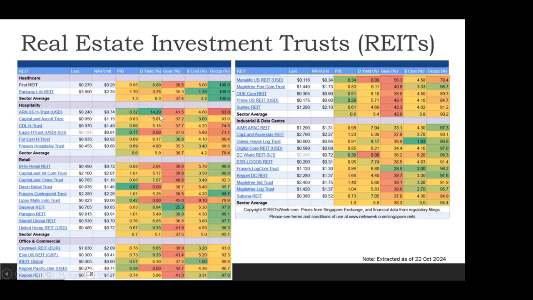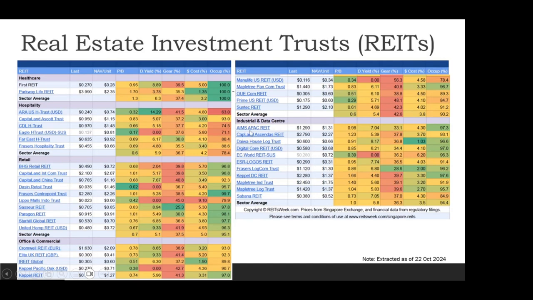Because the yield stated over here might not be sustainable. Why? See, PB is low, gearing is relatively red. But what happened to the occupancy? It's really bad. 63%, you know. That means out of your 10 shops, 6 are operating, only 4 closed down. So do you think this type of occupancy can sustain or support your dividend yield? Hardly possible.